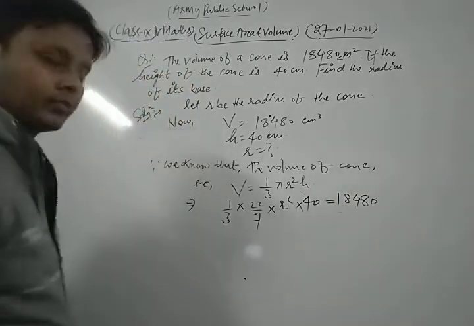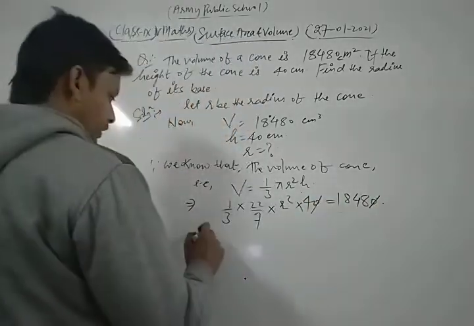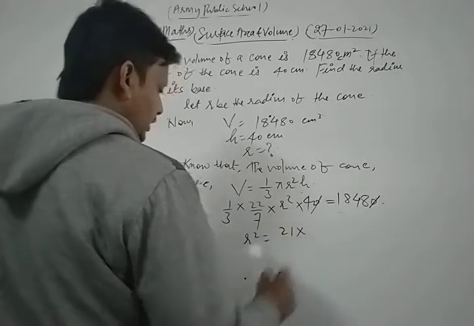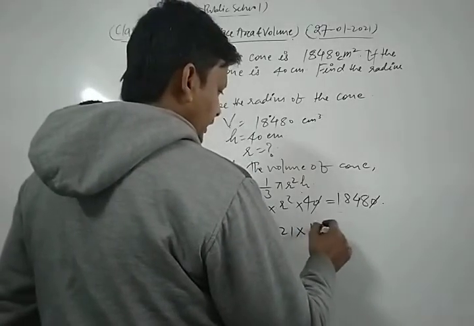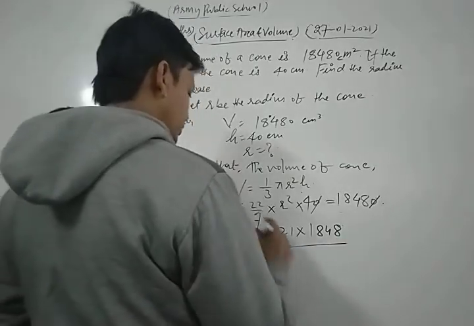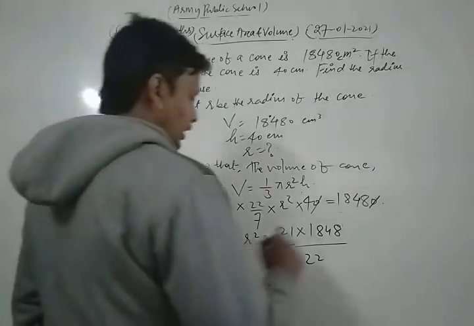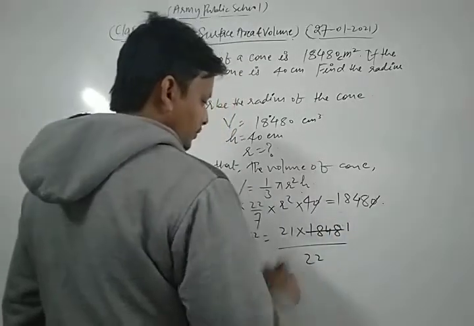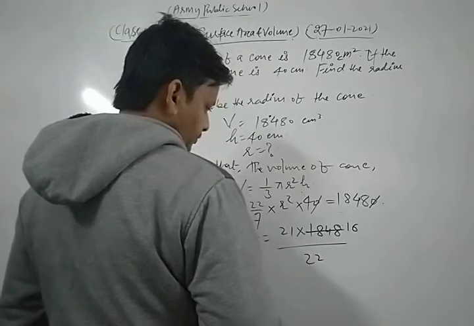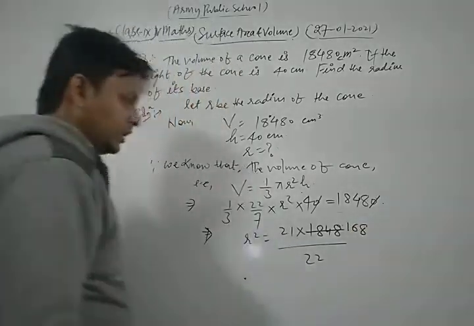Okay, dear students, now we simplified them. Let's see here, the 0s cancel each other, so we get the value of r square is equal to 7 into 3, 21, into 1848 divided by 22. Okay, now we just simplify them by 11. 11 sevens are 77, 11 sixes are 66, so 4, 4, 8, 88, 11 eights are 168.